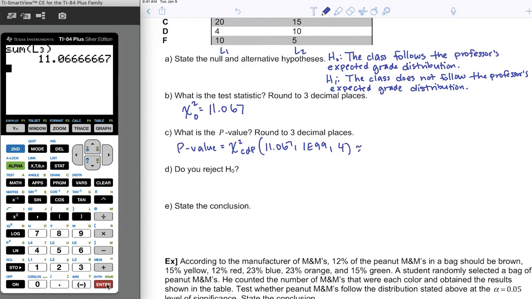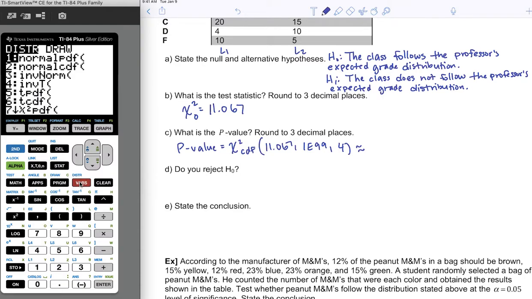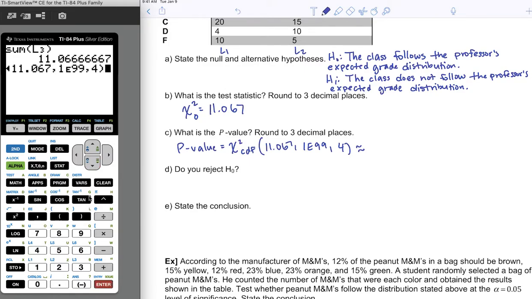So we need to put this in our calculator to find the p-value. That will be second vars to get our distributions menu. And I believe it is number 8. There it is. The lower bound is 11.067. The upper bound is 1E99, and the degrees of freedom is 4. Okay, and then we press Enter. So the p-value is right here. If I round to 3 places, it's about 0.026.